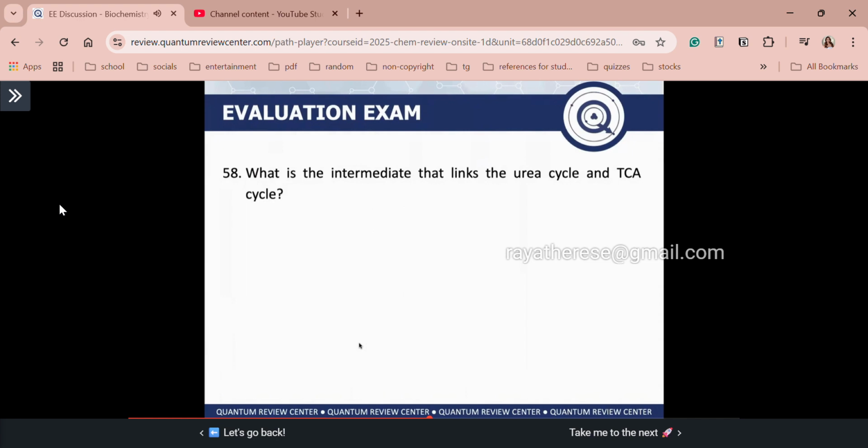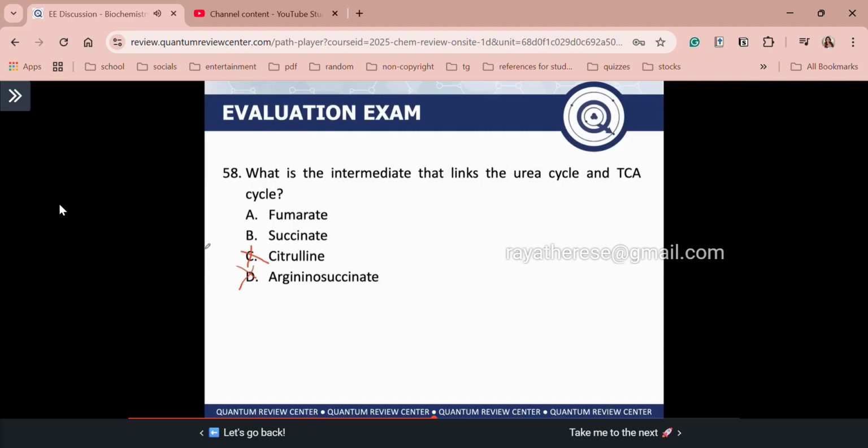O sir, parang did kino segment yan during our discussion. Yes po, diba? I emphasize this. What is the intermediate that links the urea cycle and TCA cycle? O, diba? I have a did kino segment there. Is it A, fumarate, B, succinate, C, citrulline, or D, argininosuccinate? Sir, I can recall that's a TCA cycle intermediate. So can we eliminate letter C and letter D? Yes po. So it's either letter A or letter B.